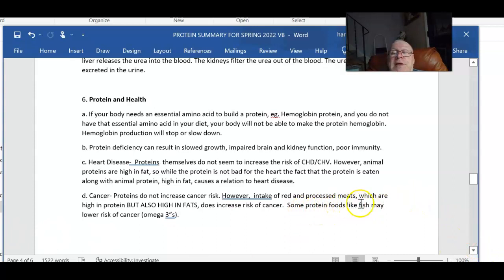And some protein foods like fish, which do have a lot of protein in them, don't really have an awful lot of fat. And the fat they do have is basically some of those omega-3s that we talked about that are relatively good for you.